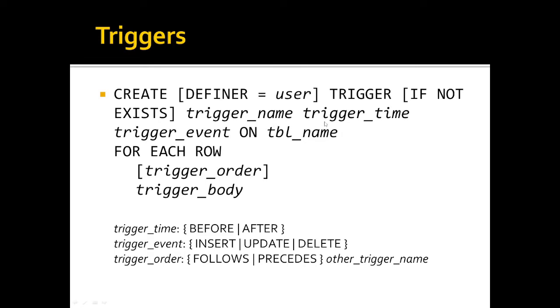So trigger time here can be before or after, and then trigger event can be insert, update, or delete. So it can be before insert, before update, before delete, or after insert, after update, or after delete. And then ON followed by the name of the table. And the trigger order will be FOLLOWS or PRECEDES other trigger name, if, for example, we have several triggers. But these optional parameters are rarely used, so we'll be using the syntax wherein we don't have the optional parameters.